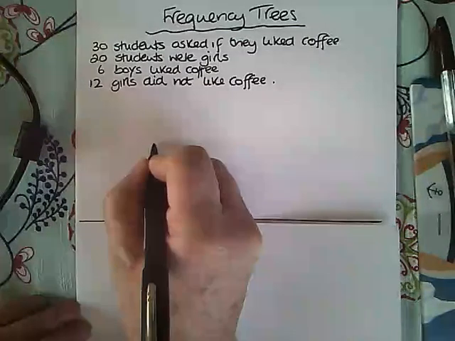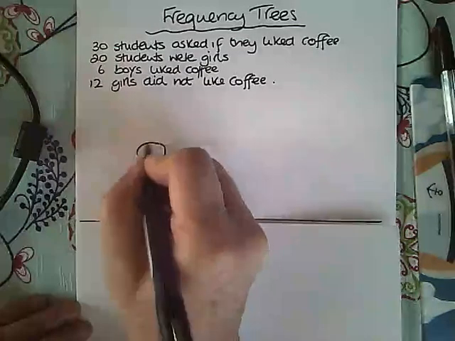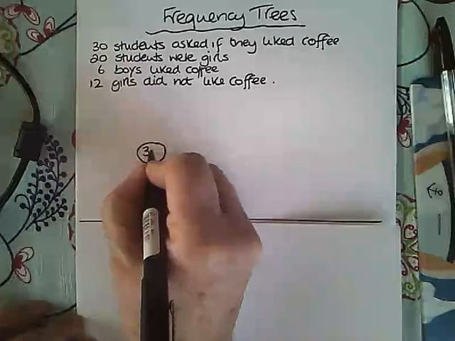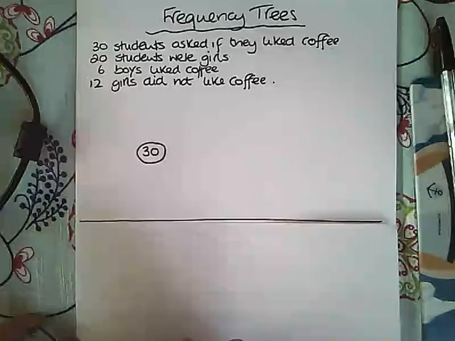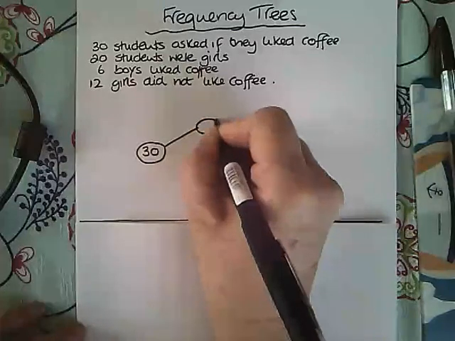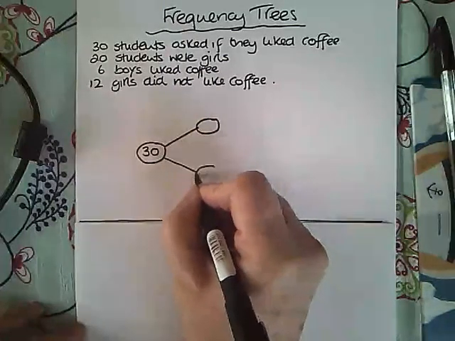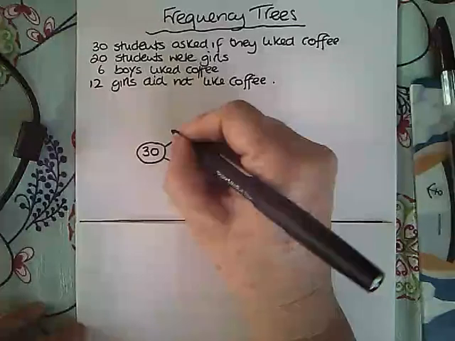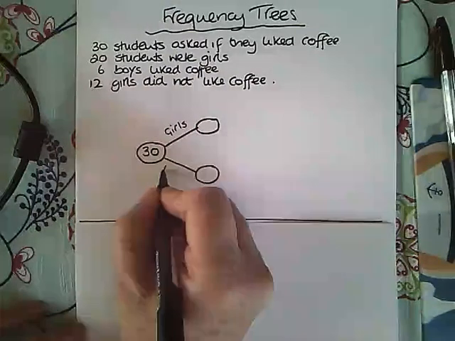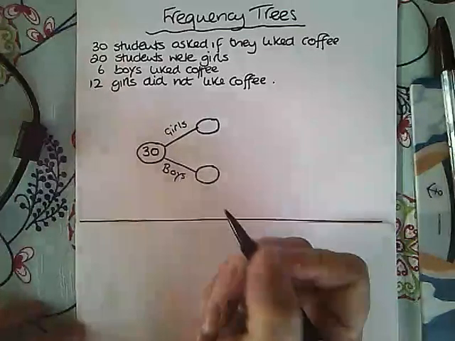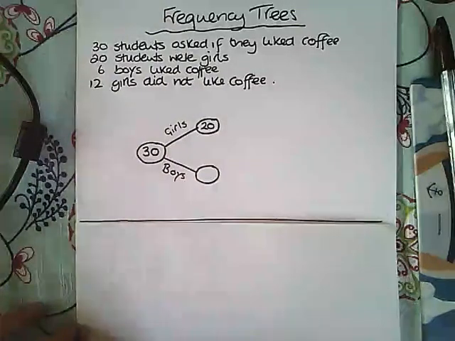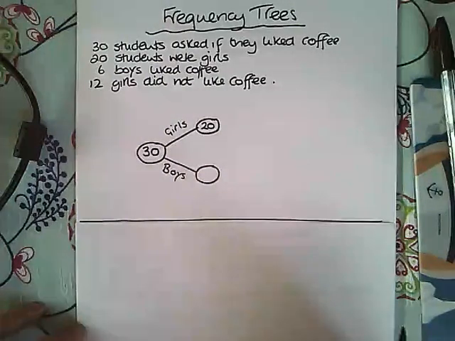So our total goes here, where we're starting off, and we are told that there are 30 students. Sometimes you're given this number, sometimes not. In this case, you are given the number. Then we've got girls and boys. So we have two bubbles coming off there. And along here we write girls, and along here we write boys. 20 students were girls, so we fill in the 20 there. And then they're being asked if they liked coffee or they didn't like coffee.